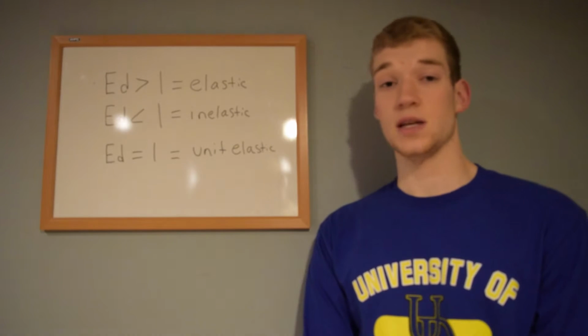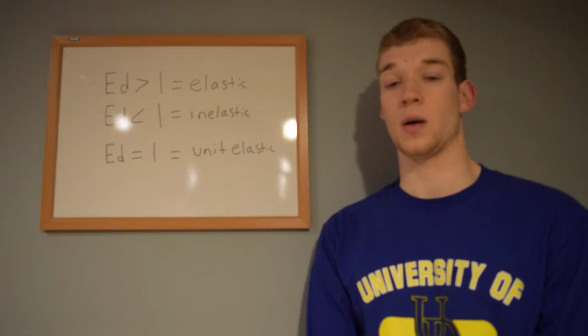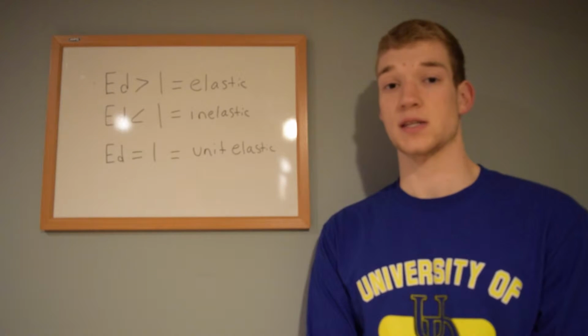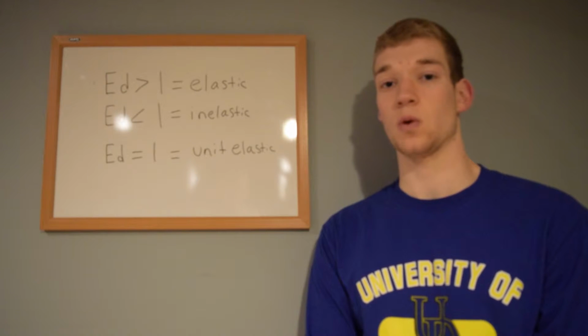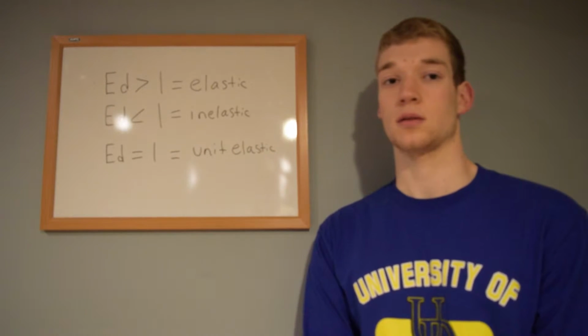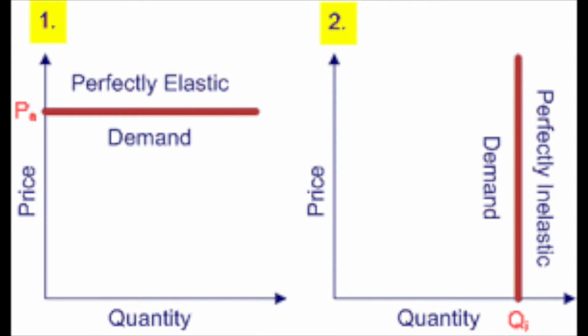If the elasticity of demand coefficient is greater than 1, a product is elastic. If it's less than 1, it's inelastic, and if it's equal to 1, it is unit elastic. If the price elasticity coefficient is equal to 0, then demand is perfectly inelastic. If demand is perfectly inelastic, then the demand curve is completely vertical. If the price elasticity coefficient is equal to infinity, then demand is perfectly elastic, and the demand curve is completely horizontal.